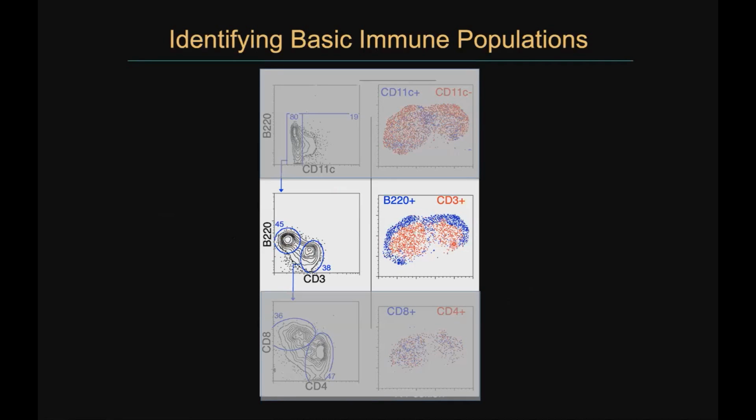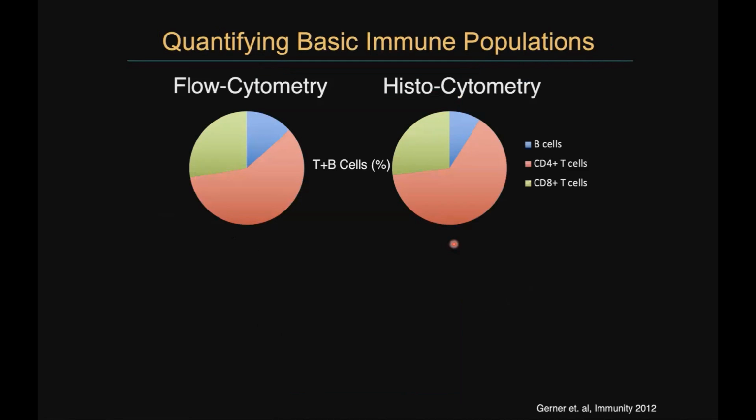T cell zone. We've done very quantitative analyses to see whether this is an accurate method in that regard compared to flow cytometry. And if we look at naive cells, we get virtually identical results, whether we extrapolate the numbers from a section by histocytometry or we take apart the lymph node and do classical flow cytometry.